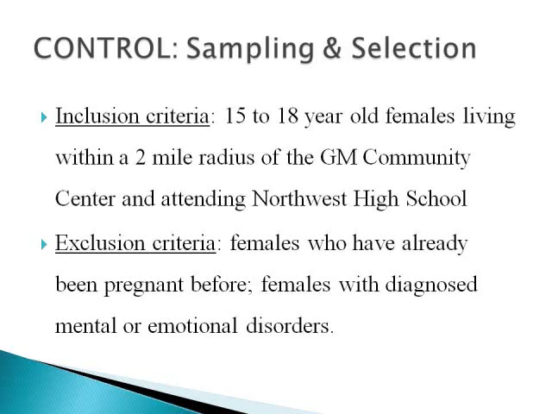Typically, this is what you're going to see in an article. You'll see inclusion criteria. You won't always see exclusion criteria, which for this one, we're going to say females who have been pregnant before, we're not going to let them in this study. And females who are diagnosed with mental or emotional disorders are also going to be excluded from this study.